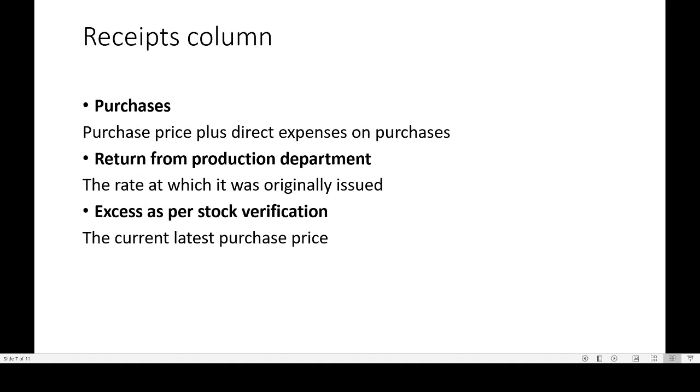Now, in the stores ledger, we have different columns: the columns for receipts, issues and the balance. After every transaction, we will have to find out the balance. Now, how do we record the receipts and issues in case of first in, first out method? In the receipts column, we will be recording the purchases. How do we record the price? Purchase price plus any direct expenses on purchases. For example, carriage or any other expenses incurred on purchasing will be included and recorded here.